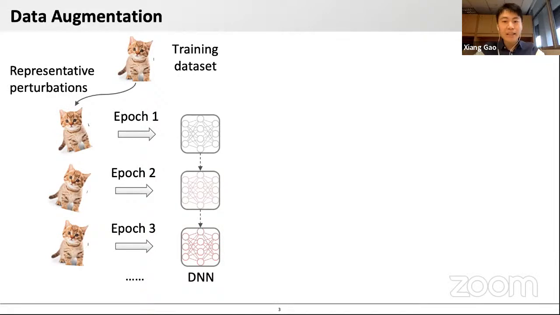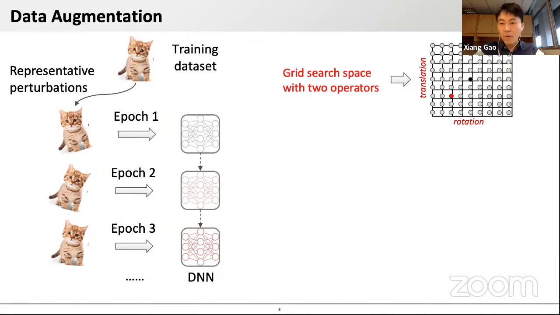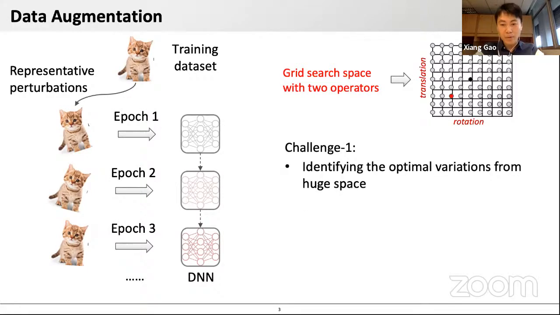In a widely used setting, people first find some representative perturbation of the training dataset in each epoch, and then train the model using those perturbations. However, generating representative perturbation is not easy, especially when the space of perturbation is huge. So our first challenge lies in how to identify representative perturbation from a huge space. Existing approaches randomly generate perturbations. As shown in our evaluation, those approaches are not effective enough. Our second challenge is that data augmentation must be efficient enough to save the valuable training time.